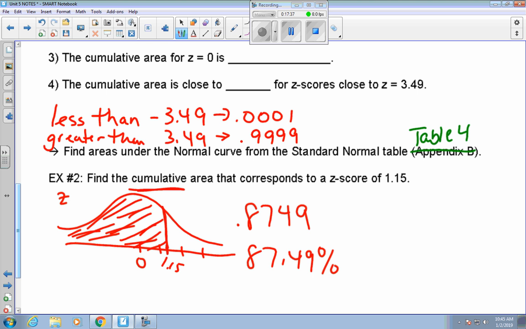Any questions on that? Okay. We will practice with it. We will use it. So this table we're going to use throughout this chapter. So make sure that it is accessible.